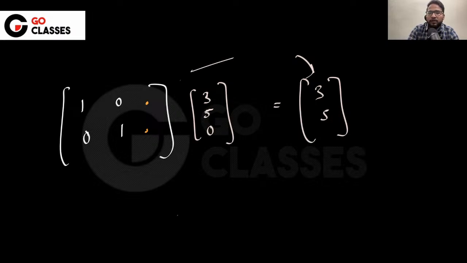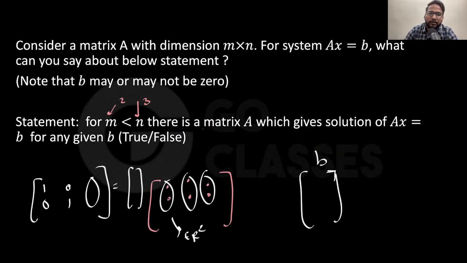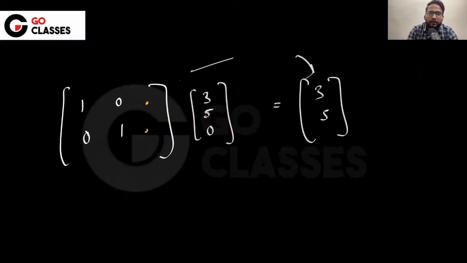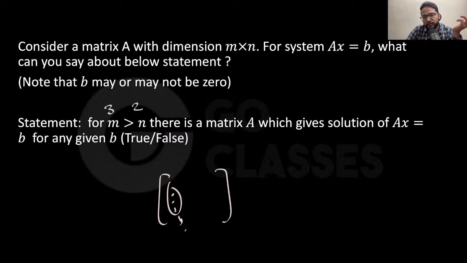Cool. Let's just move further. So the earlier statement is actually true. Now tell me if this is true or false. If m is greater than n, let's take m as 3 and n as 2, there is a matrix A which gives a solution for Ax equal to b for any b. So we have 3 rows and 2 columns, which means this is in R3.